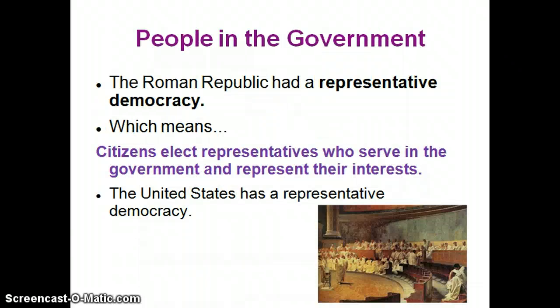Okay, let's talk about the government. You filled in the definition of a republic, a government where officials are elected by the people. And the Roman Republic had a representative democracy. And this means that the citizens elect representatives who serve in the government and represent their interests. This is like our democracy. We don't all vote on every single law. We elect people who vote for us and make decisions that should reflect the things that we want. So please fill in your definition for representative democracy on the front of your note sheet.